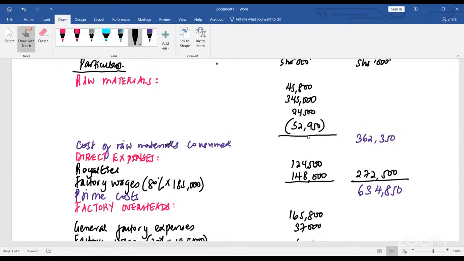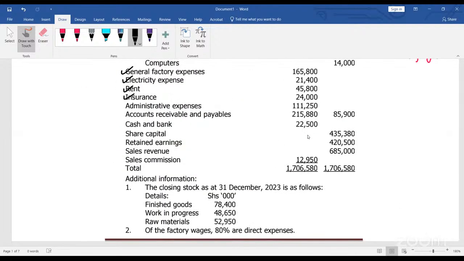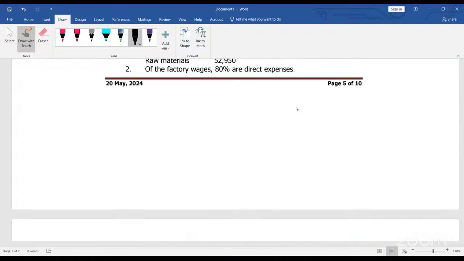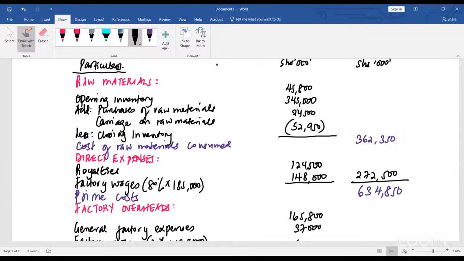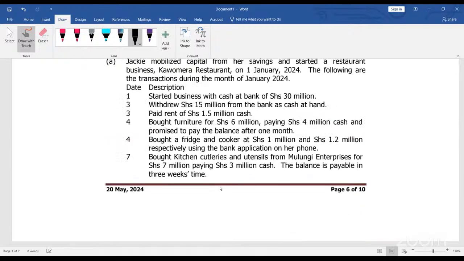Then do we have plant and machinery? Because plant and machinery are assets that are used in the factory. We have plant and machinery at cost. Yes, its depreciation should be reported under the factory overheads in the manufacturing statement. So, depreciation of plant and machinery.